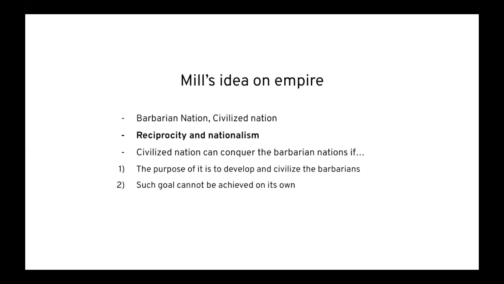Mill believed that the civilized nations' rule over barbarians could be just under certain conditions: if it could make the barbarians capable of developing into a civilized and advanced nation. And extending this idea, Mill also agreed on imperialism, that the civilized nation can conquer the barbarian nations if the purpose is to develop and civilize the barbarians, and if such a goal cannot be achieved on its own.